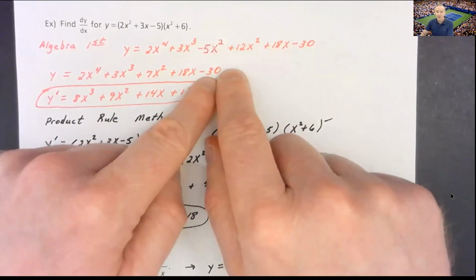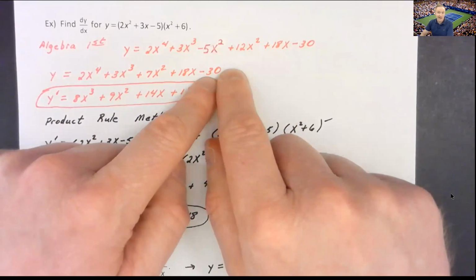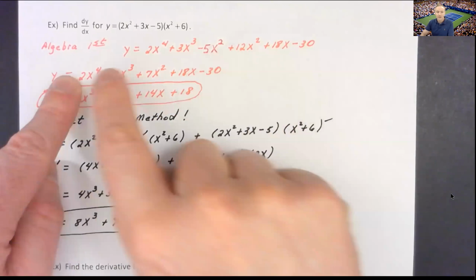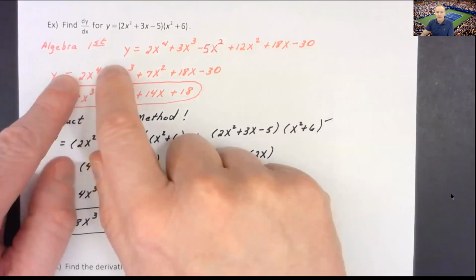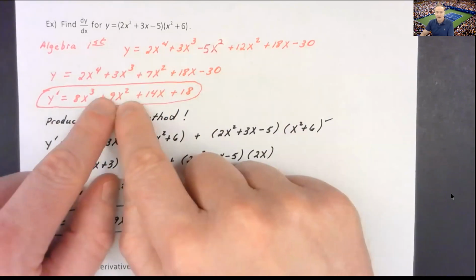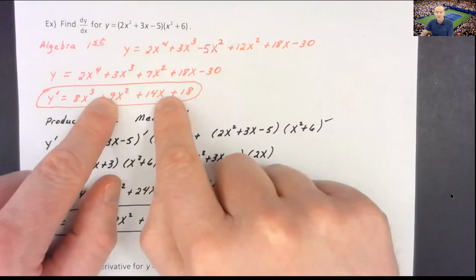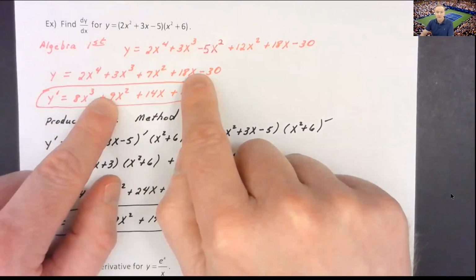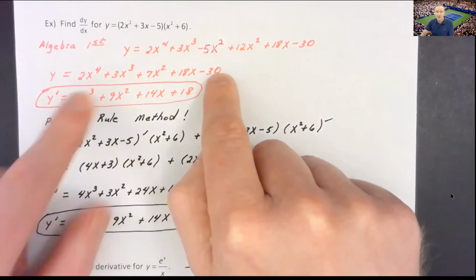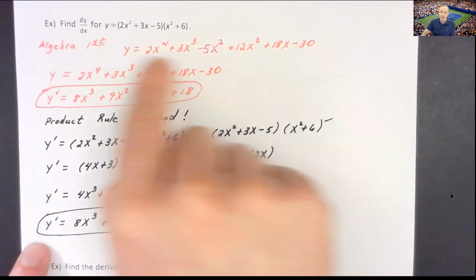And then at this point, because I did the algebra first, I don't have to use any product rule. This is just power rule now. So you say derivative of the first is going to be 8x to the 3rd. The second is going to be 9x to the 2nd. Then I have 14x to the 1st. And then derivative of 18x is 18. And we know the derivative of any constant is 0. So we get our derivative answer.